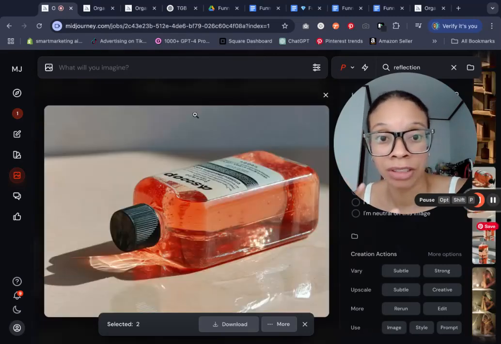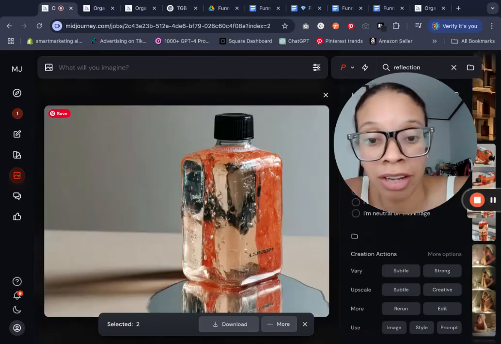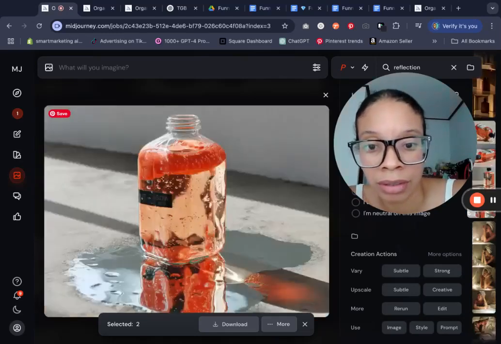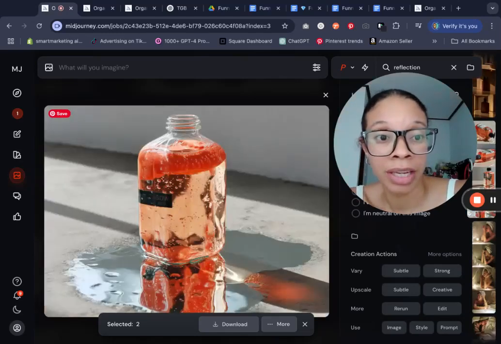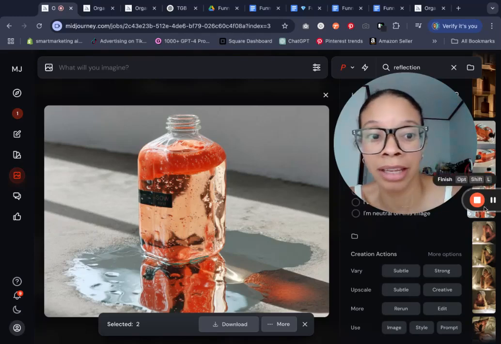Look at reflection. I'll show you some more. Here's reflection sitting on some liquidy metal water. Straight up water here on concrete. That's another great way to do reflection. Water on concrete product. Easy image that looks high end.